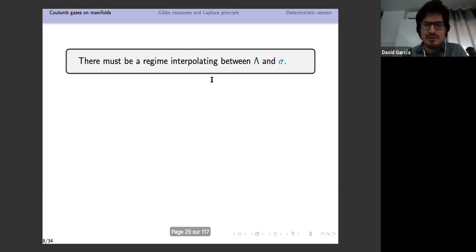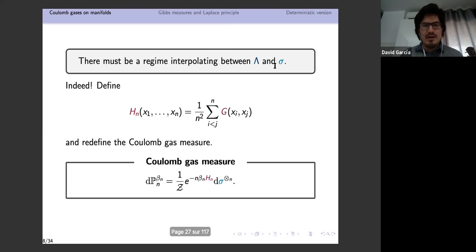So there must be some interpolating regime between these two, lambda and sigma. And there is indeed one. And that's one of the main interesting results for me. For this, we have to change the normalization of beta. In order to not write the sum of g each time, we define hn as the sum of g normalized by n squared.